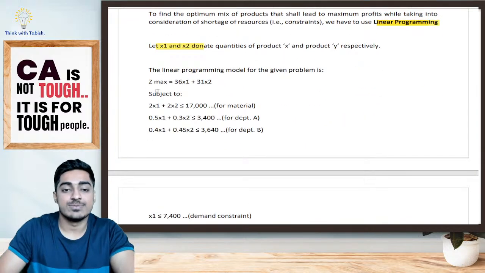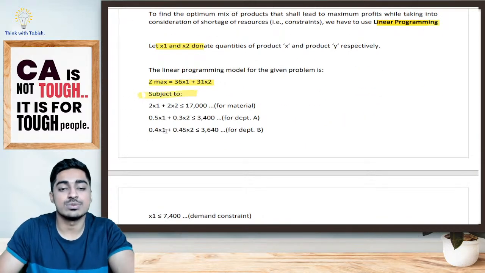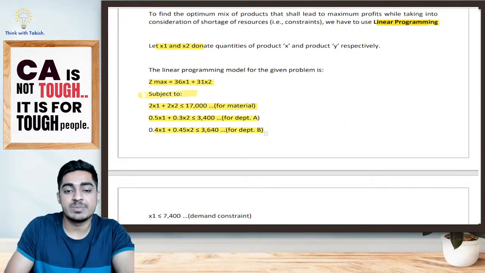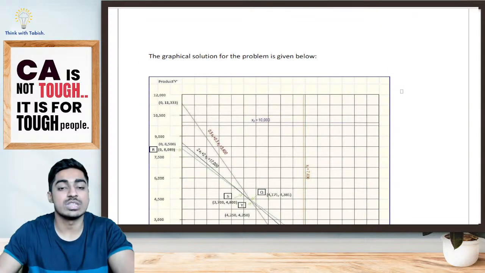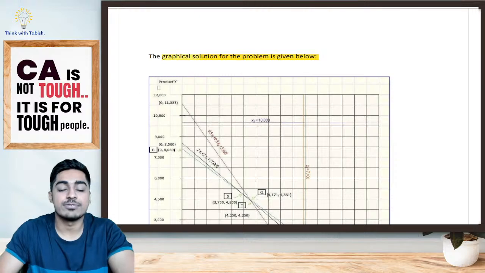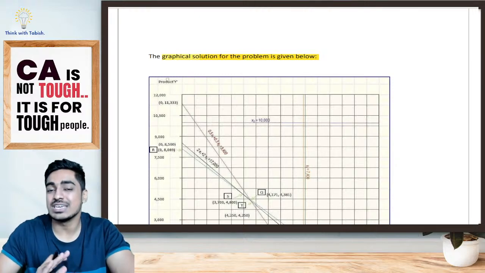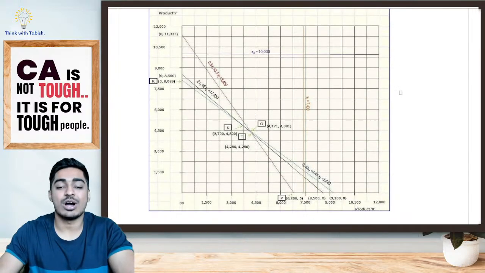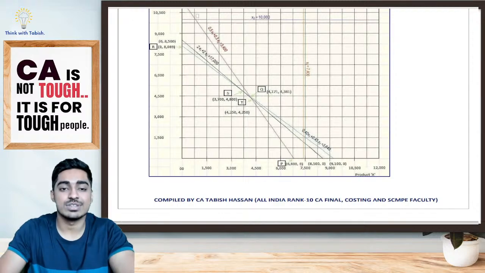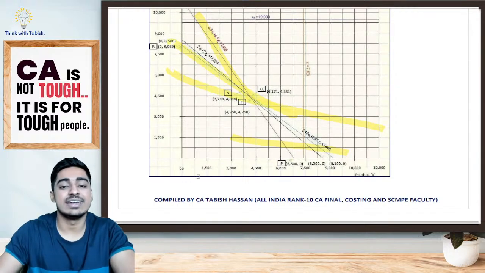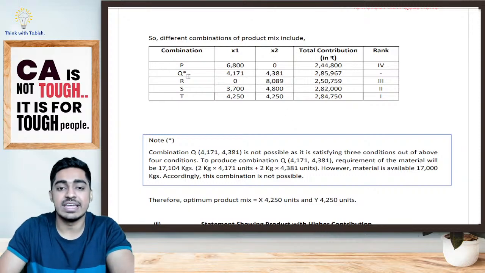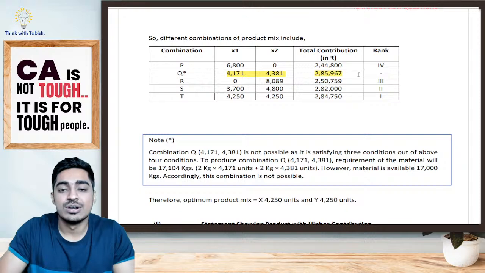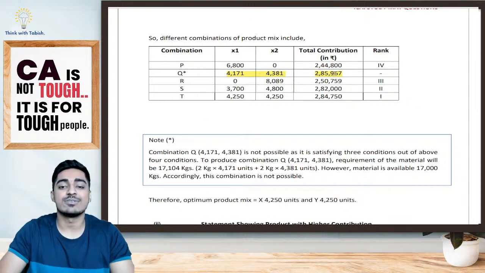We need to maximize contribution subject to the constraints: material constraint, department A and department B constraints, demand of X and demand of Y constraints. They have solved using the graph. If solving using equations was tough, think how difficult it would be to solve using a graph. So they have done all these graphs, calculated, and kept all these combinations. They got this combination 4,171, 4,381, 2,85,000. That was the highest.